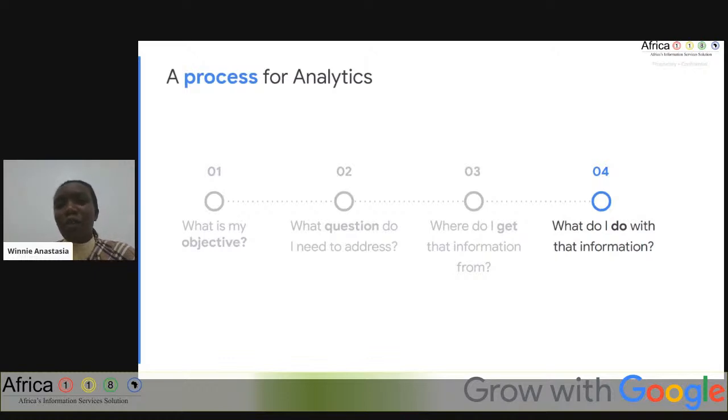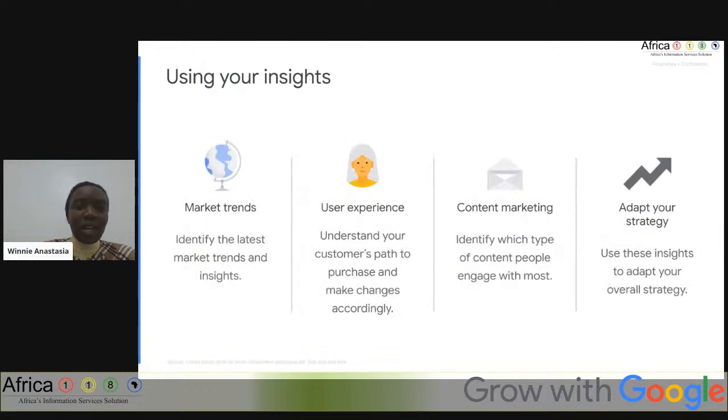So I have found the information on the social channels, I have found the information on my website. What do I do with that information? And that is just some of the ways you could use your information. For example, maybe you are trying to check out market trends. So market trends will be able to help you identify the latest market trends and insights. And we have tools for that. We will be looking at that even as we proceed.